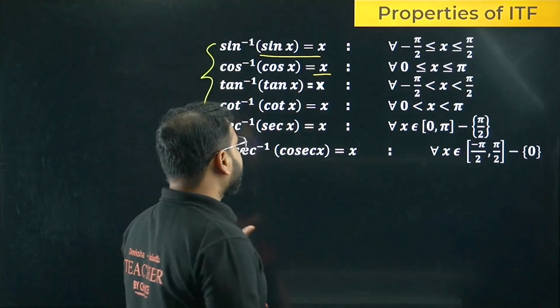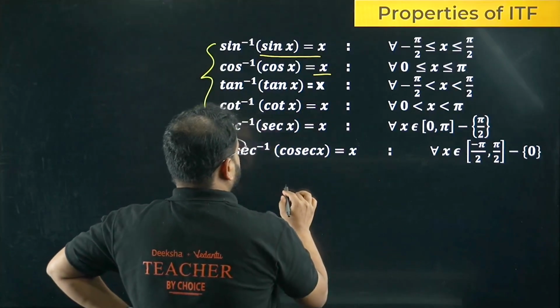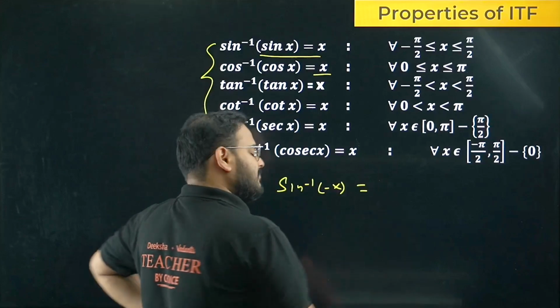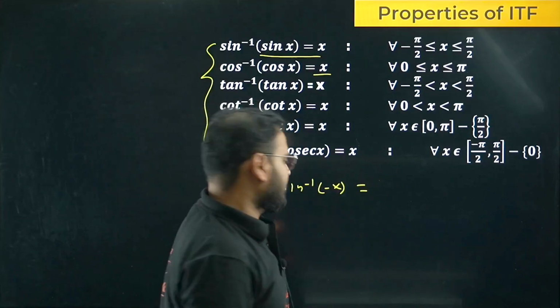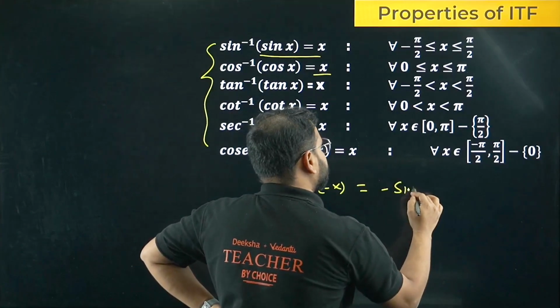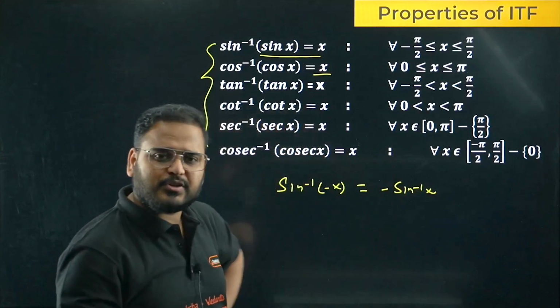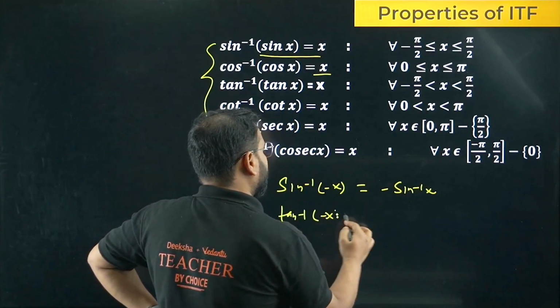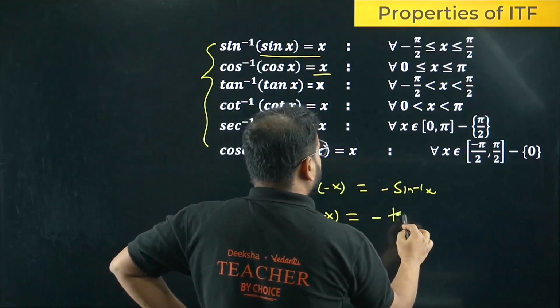Okay, what if I am getting something like this? Sine inverse of minus x. This is very simple, right? Minus sine inverse of x. How come, sir? Odd function. Same, bacha. Tan inverse of minus x. What are we going to do? Minus tan inverse of x.